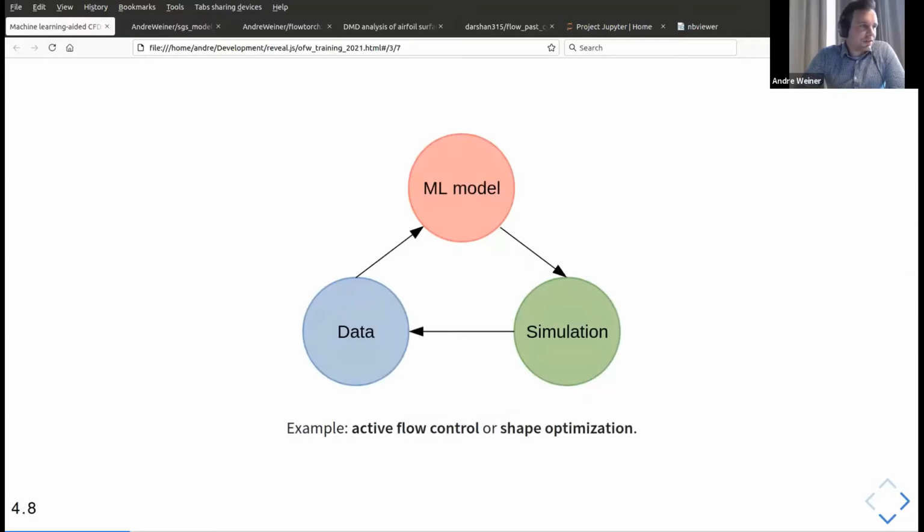A somewhat different workflow, with a tighter coupling between simulation and machine learning, is the following, where the simulation produces some data, and that data is on the fly processed into a machine learning model, which is then used again by the simulation. And this goes on. And we find such a workflow, for example, when doing active flow control or shape optimization based on machine learning.